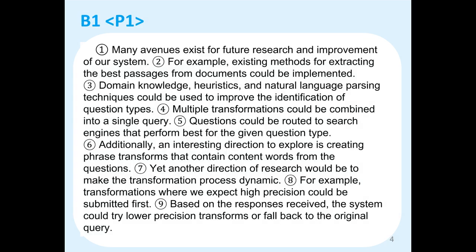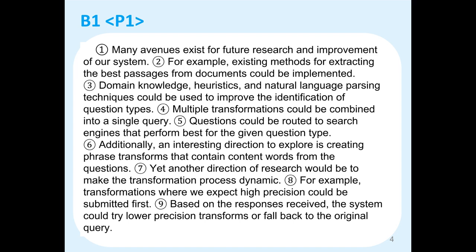We are now analyzing B1, the first paragraph of your conclusion, which is the future work section. This slide shows a 9-sentence model paragraph, which we will use to dissect the proper structure. Remember our principle: future work is speculative and forward-looking. The paragraph starts with the topic sentence, which is sentence 1. Many avenues exist for future research and improvement of our system. This clear statement effectively broadens the scope and introduces the main theme.